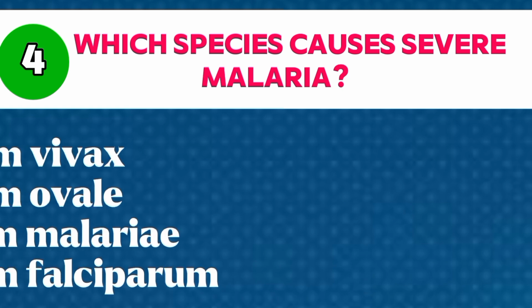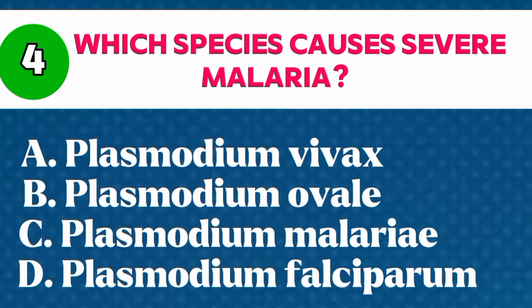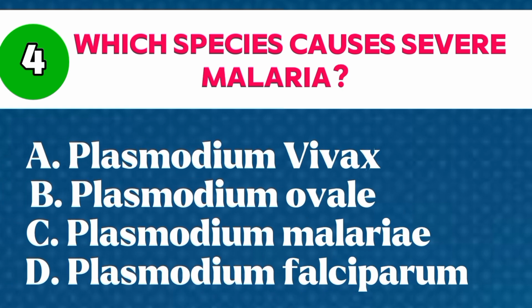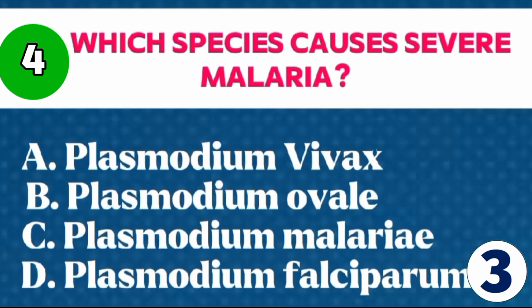4. Which species causes severe malaria? A. Plasmodium vivax. B. Plasmodium ovale. C. Plasmodium malariae. D. Plasmodium falciparum. The answer is C. Plasmodium falciparum.